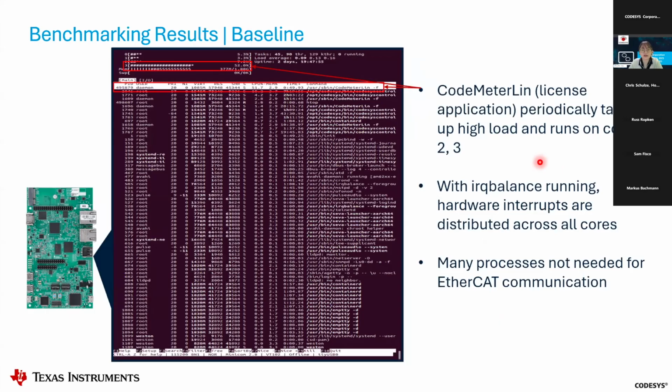Additionally, I noticed that a process called irqbalance is running, which is essentially a process that load balances the processing of hardware interrupts across all the different cores on the processor. Additionally, I noticed that there are many processes that are actually not needed specifically for EtherCAT communication that also take up some load as well.